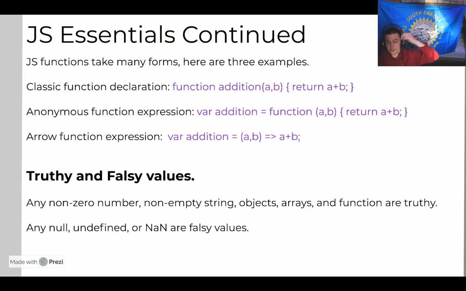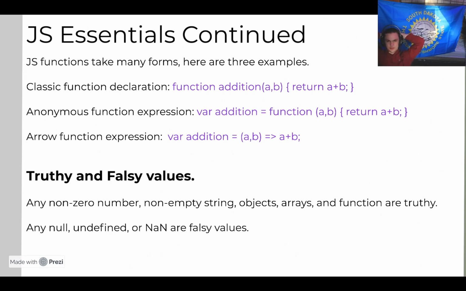All right, we have a few more JavaScript rules that I'm going to continue with, and then we'll be done out of here. JavaScript functions take many forms. Here's three examples of how to make a JavaScript function. You have a classical function declaration where you use the keyword function. You give the function a name and some parameters, and then you write the function definition. You have an anonymous function expression where a variable can be set equal to a function. And then you have an arrow function expression, which is also anonymous, where you can set a variable equal to a function, but notice you don't have to use the function keyword at all.